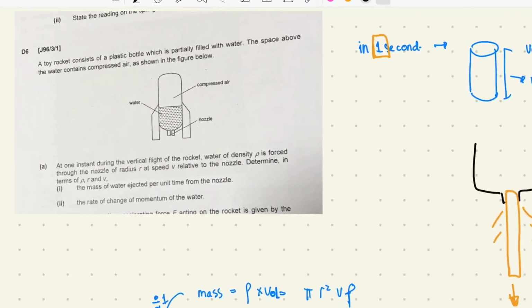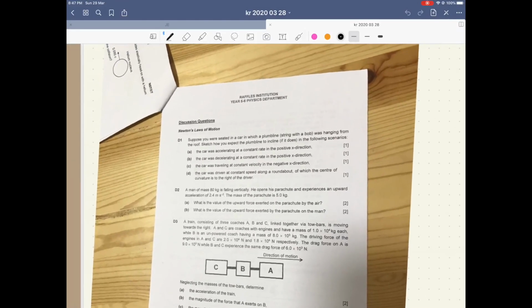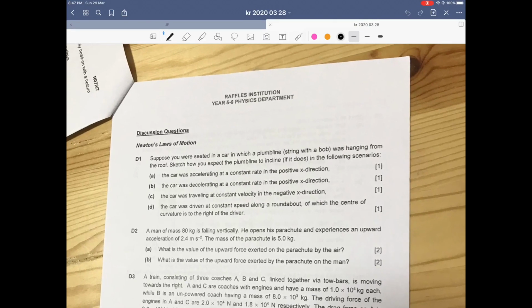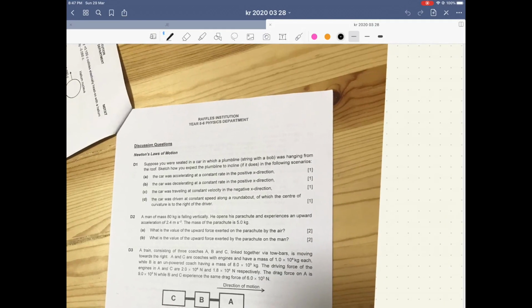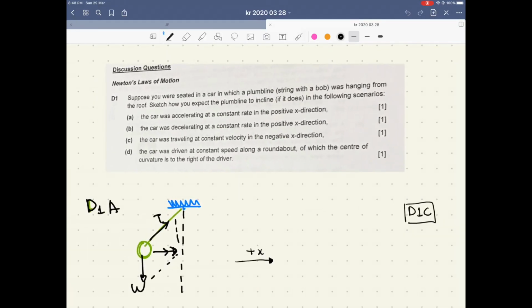So that is question D6. Now chapter 3, I think about forces or dynamics, including the collision. Okay, start with question D1. Discussion 1.